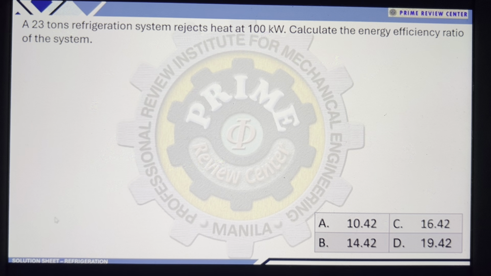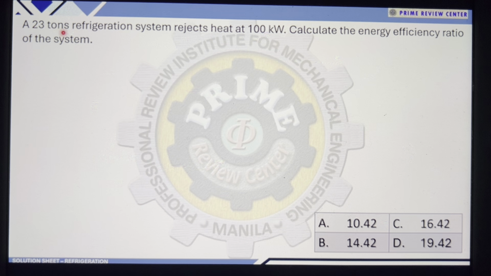Sige, so let us also discuss other problems sa ating refrigeration with regards sa ating concepts na commonly ma-encounter natin and we will be much more working with since we are taking the board exam. So sometimes trivial ideas like this should be important to us. So let me read the problem first.